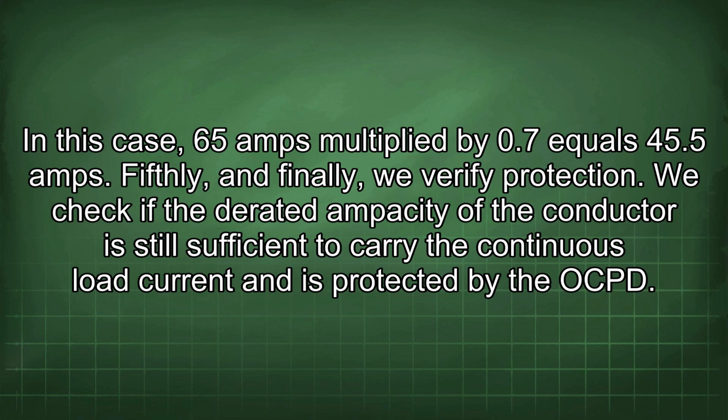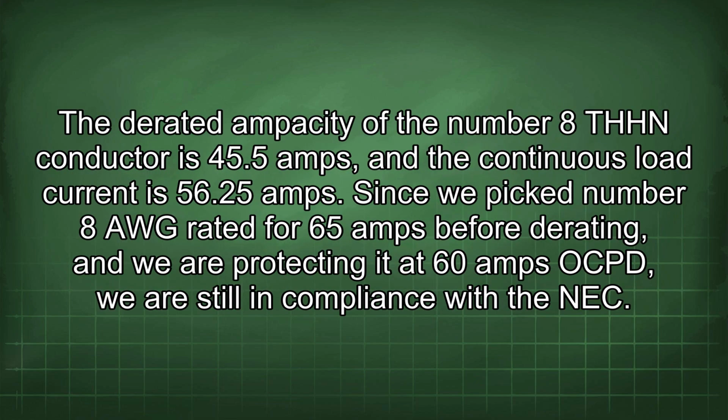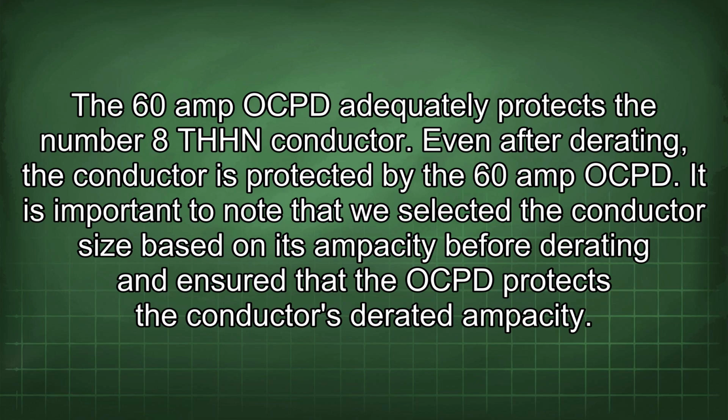Fifthly and finally, we verify protection. We check if the derated ampacity of the conductor is still sufficient to carry the continuous load current and is protected by the OCPD. The derated ampacity of the number 8 THHN conductor is 45.5 amps, and the continuous load current is 56.25 amps. Since we picked number 8 AWG rated for 65 amps before derating, and we are protecting it at 60 amps OCPD, we are still in compliance with the NEC. The 60 amp OCPD adequately protects the number 8 THHN conductor. Even after derating, the conductor is protected by the 60 amp OCPD.